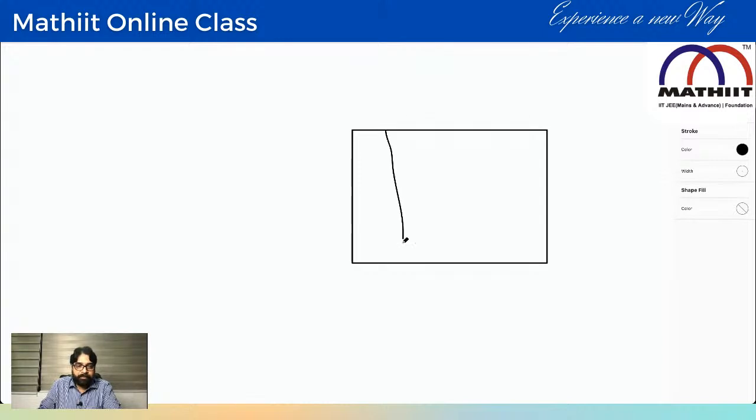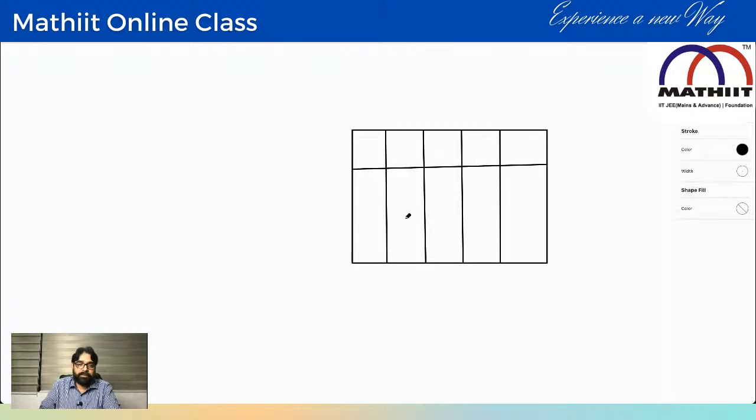This time, 1, 2, 3, 4, 1, 2, 3, 4, 5. Yes. 1, 2, 3. Be clear. My picture is looking like this one. It's not a square. Of course, it's not a square, but consider it as a square because that much drawing is a problem for me.